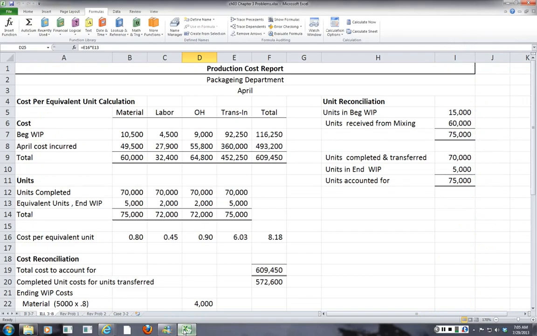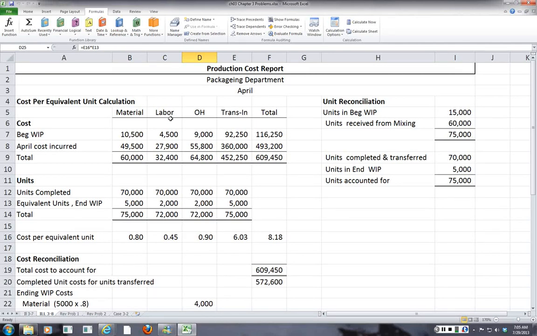I wanted to go through this production cost report. I hope you can see it. Previously, in illustration 3-7, we took the production cost report for the mixing department. And this time we're doing it for the packaging department. You may remember that we actually completed 360,000 units and transferred them into the packaging department.